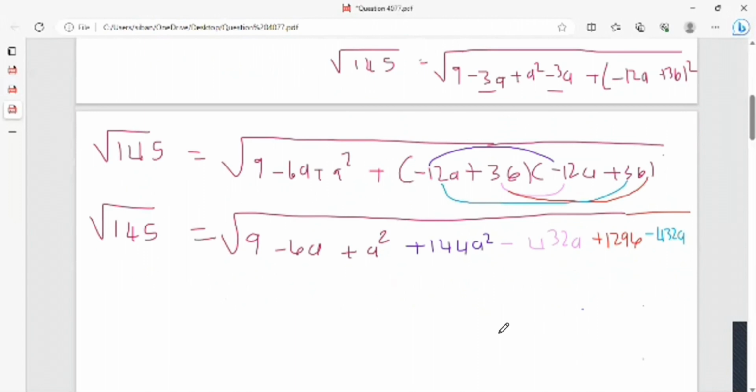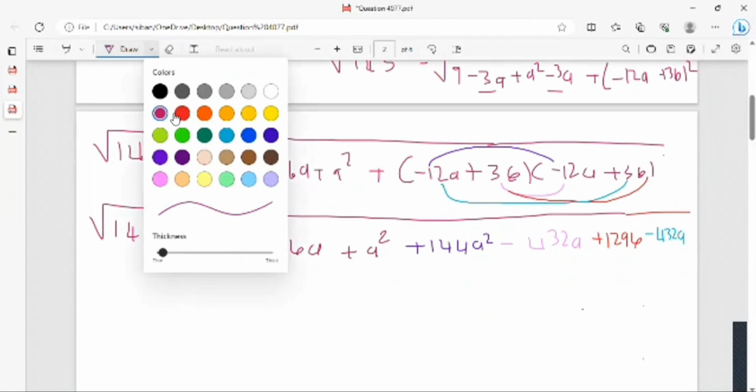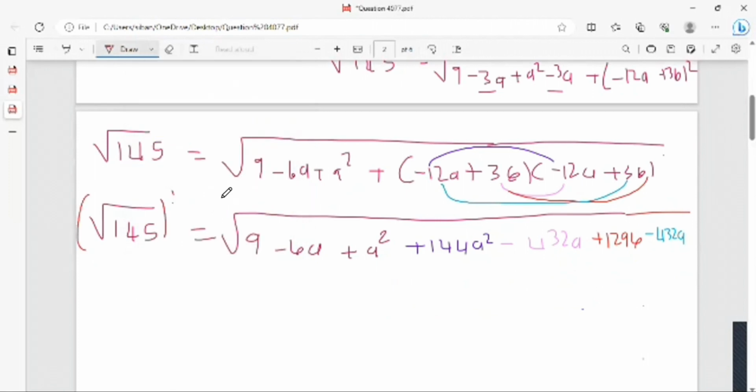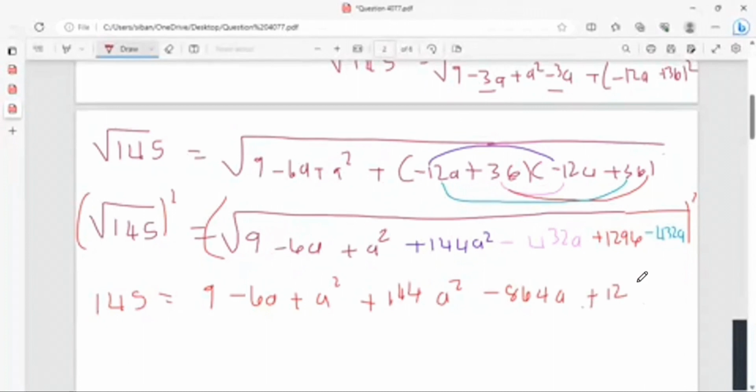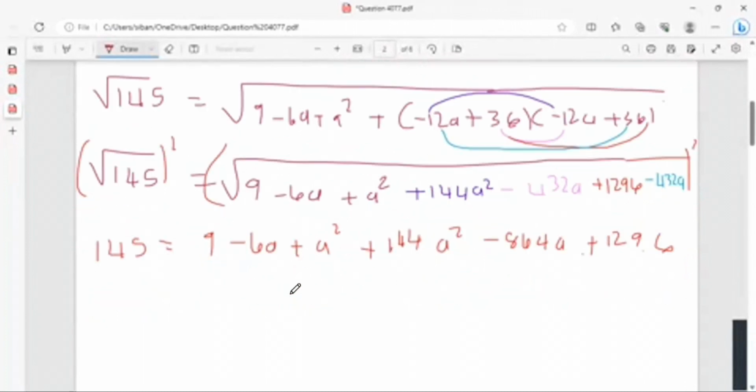As you can see, we have square roots on both sides. To get rid of these square roots, we're going to just square both sides. And we will be left with 145 equals 9 minus 6a plus a squared plus 144a squared minus 864a plus 1,296. This is a quadratic equation that I have to solve.